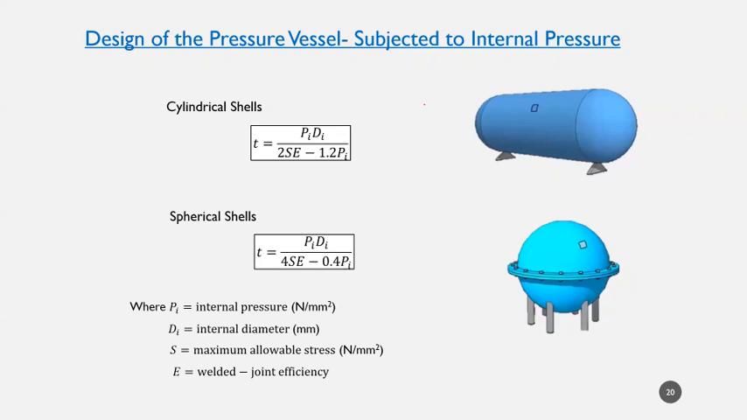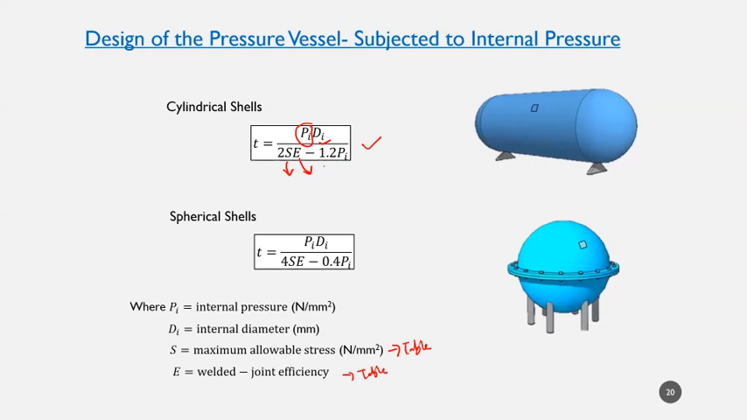Okay, the design of the pressure vessel which is subjected to the internal pressure. For the cylindrical shell, to determine the thickness, you may use this equation, where Pi is the internal pressure and Di is the internal diameter. S is the maximum allowable stress that you may refer to the reference table. And E is the welded joint efficiency. Also, you may refer to the welded joint efficiency table that I showed to you in the previous topic.